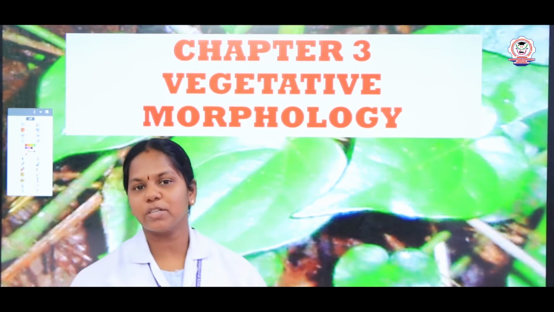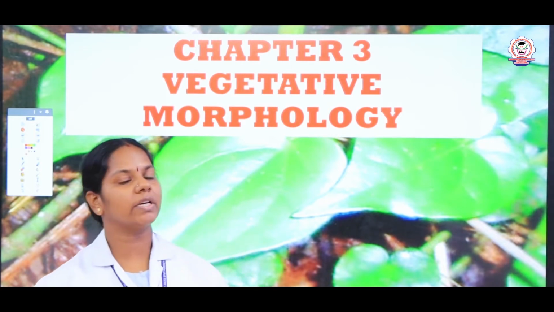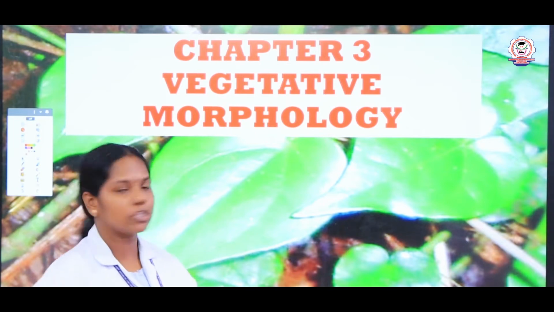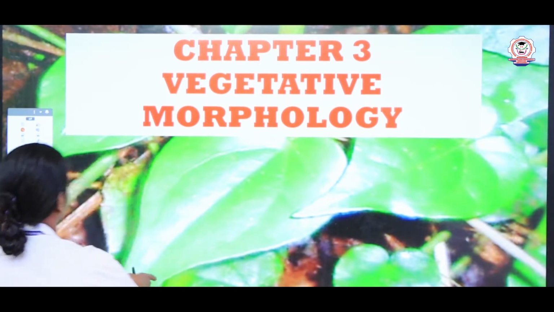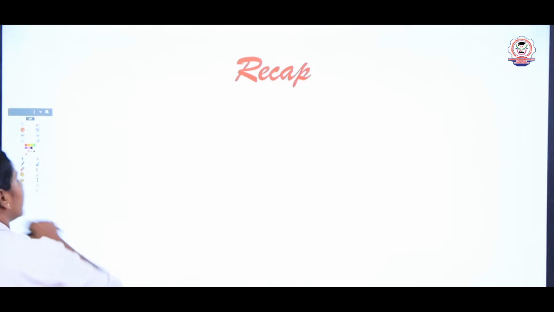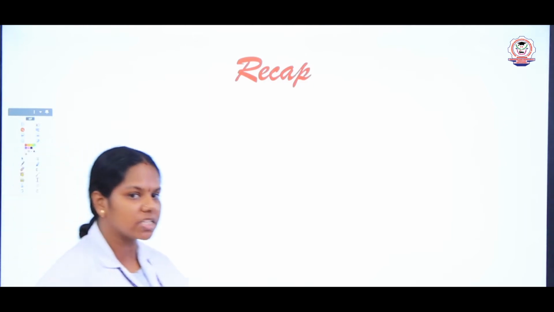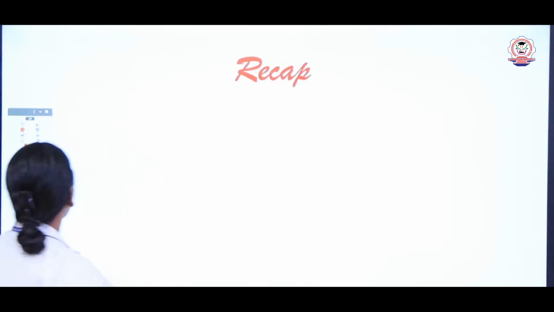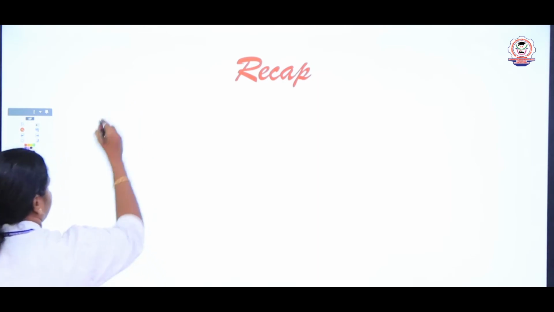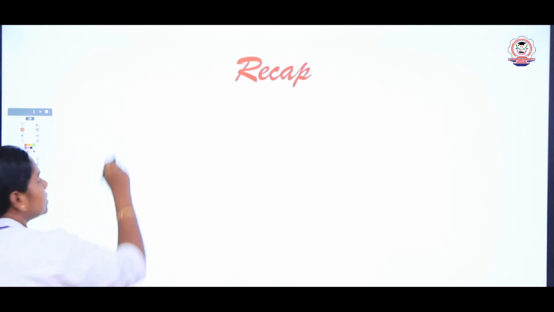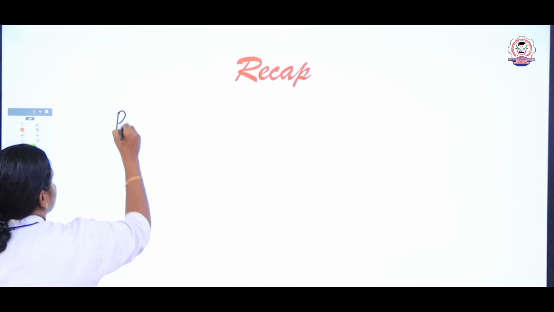Children, today we are going to see 11th standard Botany, chapter 3, Vegetative Morphology. So in the previous session, what are all the things we studied in this chapter, children? We studied about the roots. Yes, we are discussing the roots.